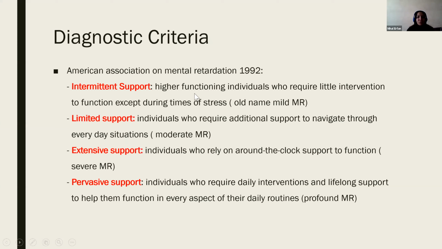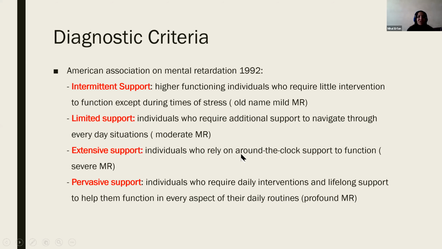People that are higher functioning, those with mild intellectual disability, will require very little intervention to function, except at times of stress. So people here will just need intermittent support. Those with more moderate intellectual disability will require additional support to navigate through everyday situations. So obviously more support. Those that have severe and profound intellectual disability, you're looking at extensive and pervasive support.